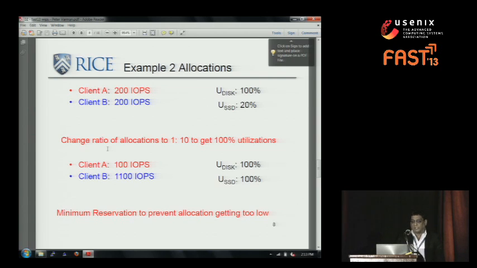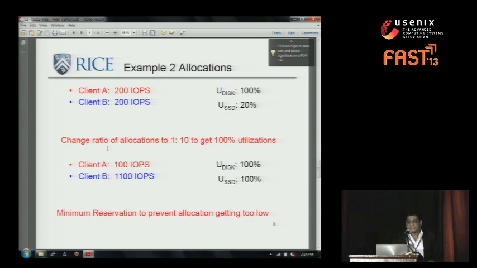However, when you look at the allocations now, they have been heavily skewed in the ratio 1:11. So client B gets 1,100 IOPS. That's fantastic. From 200, it went up to 1,100. But client A now has suffered and gone from 200 down to 100. And this is a fundamental problem, nothing to do with how we schedule, but just based on the relative speed of the two devices, and the hit ratios of the clients which are concurrently accessing it. So this is the trade-off between utilization and fairness.